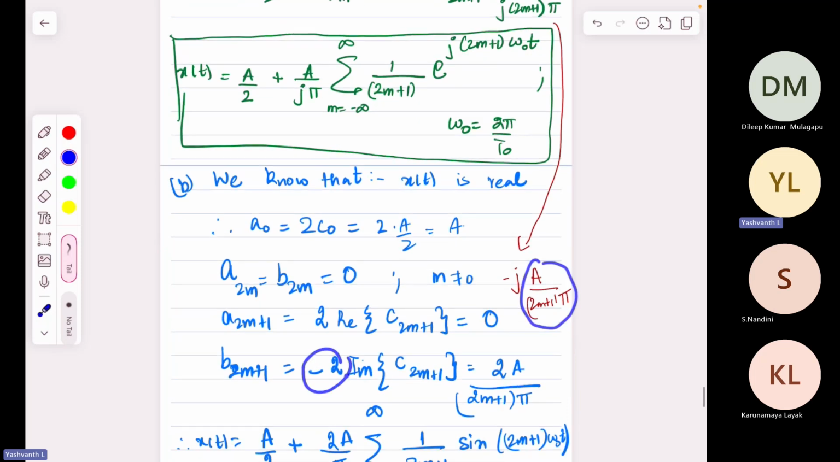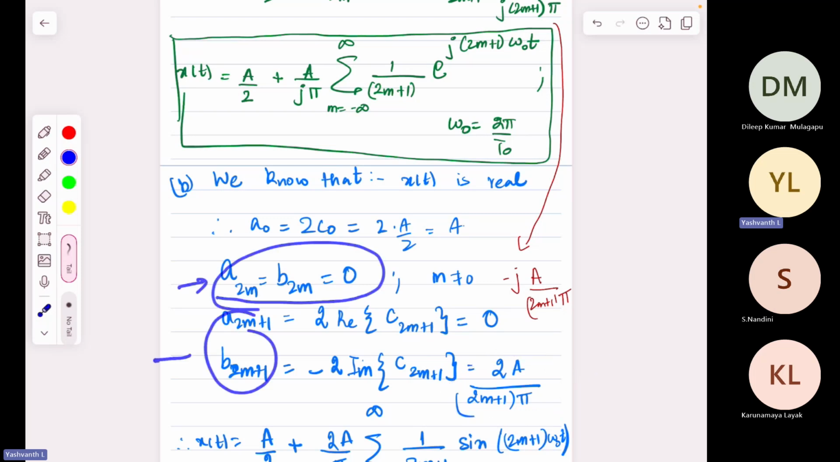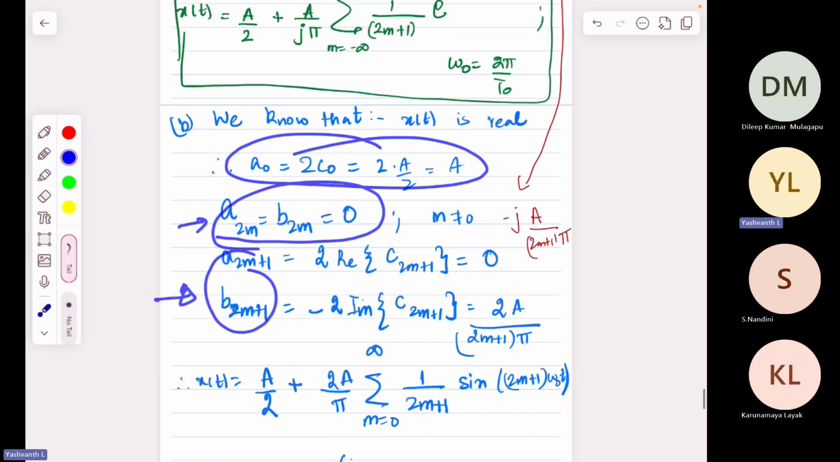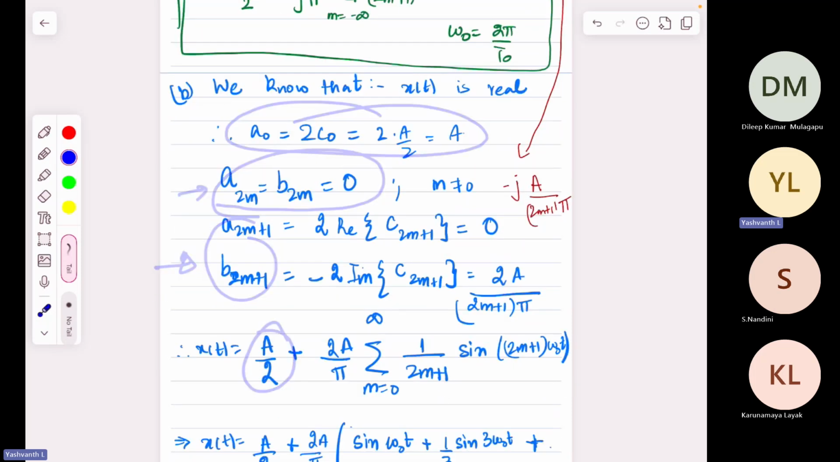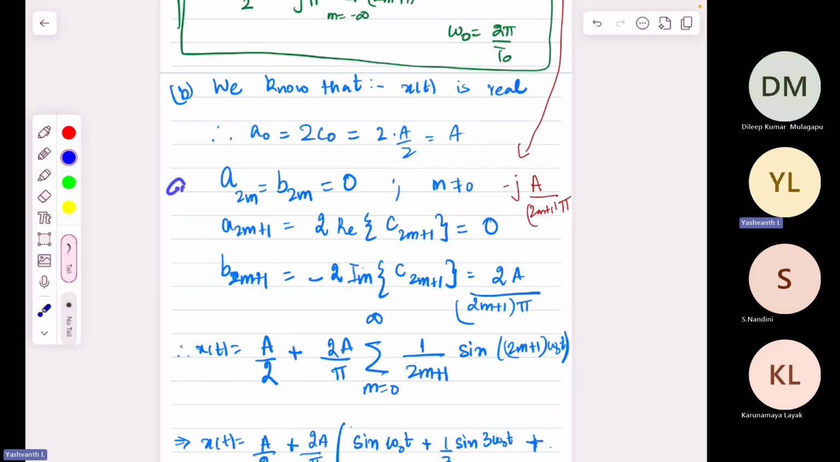But there's a minus 2 outside. So minus and minus will cancel and just multiply by 2. So you get 2a by (2m plus 1) into pi. Therefore, you have the values for both even and odd integers and at a0 also. Substitute. So a0 is the first term, a by 2. You have a0 by 2 in your expansion for the trigonometric series. That's why another 2 came. But a0 is actually a.